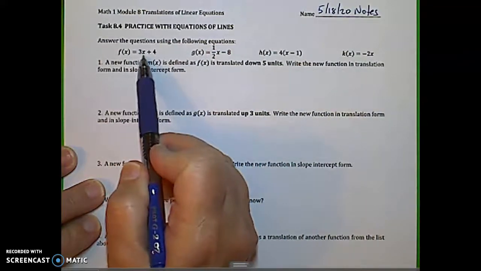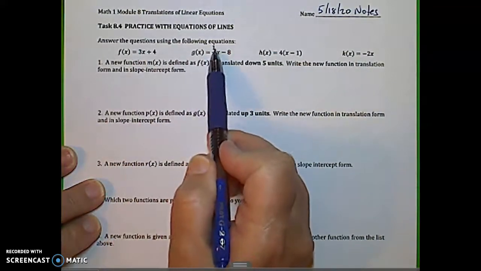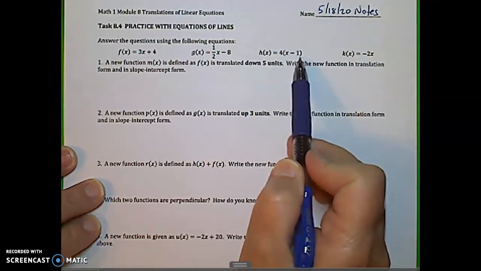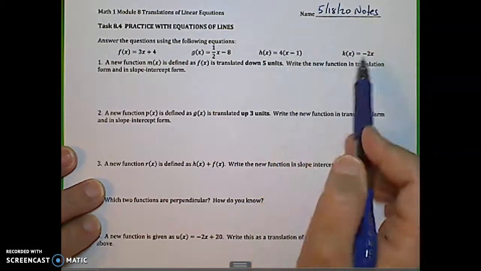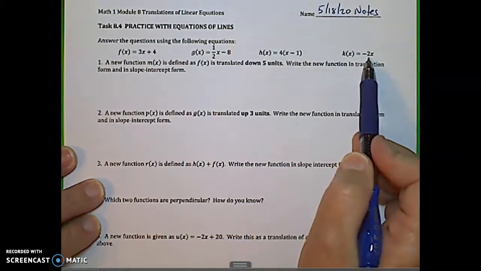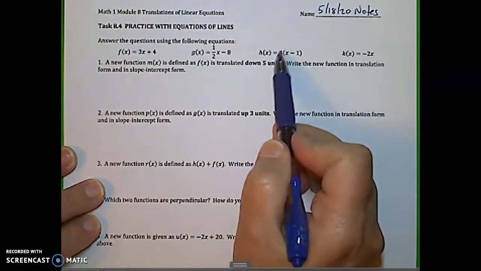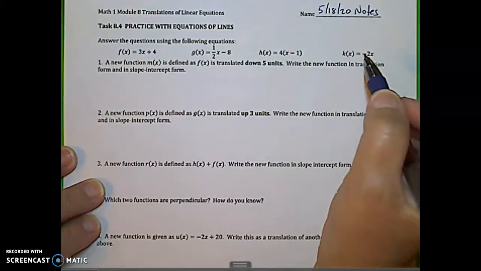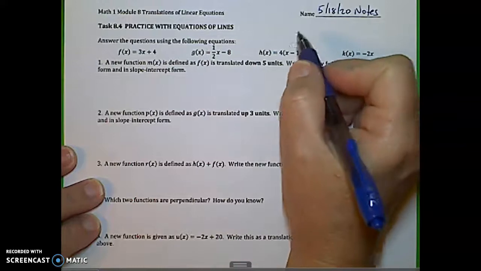f of x is 3x plus 4, g of x is 1/2 x minus 8, h of x is 4 times the quantity x minus 1, and k of x equals minus 2x. Now this one's written in a different form than the rest. I would like to get it just in plain slope-intercept form. I'm going to go ahead and do that now.